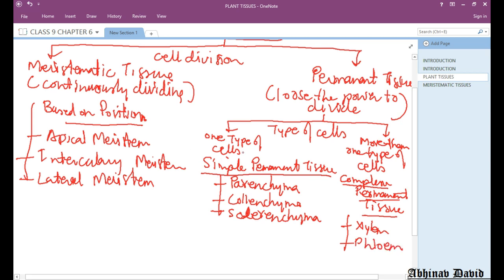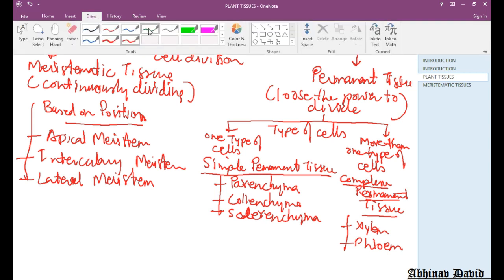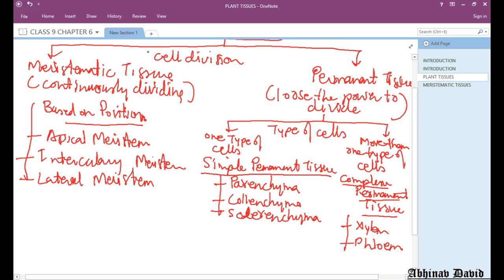Okay, so this is the overview of the plant tissues. Let us recall it again. Plant tissues are divided into two categories based on cell division. They are called meristematic tissue, which are continuously dividing, and permanent, which lose the power to divide. Then meristematic tissues are divided based on their position in the plants into three categories: apical meristem, intercalary meristem, and lateral meristem.